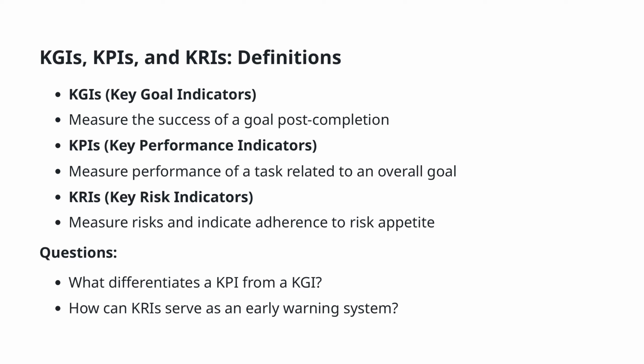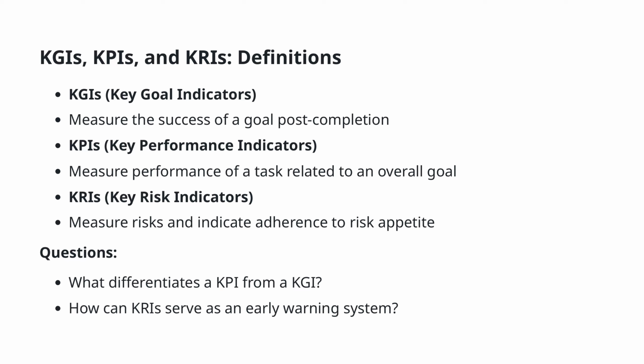Let's delve into the definitions of KGIs, KPIs, and KRIs, which are essential metrics for managing security and risk within an organization and are also critical for CISSP certification. First, we have KGIs, or Key Goal Indicators. KGIs measure the success of a goal after its completion. These metrics provide a clear understanding of whether or not the intended outcomes have been achieved.